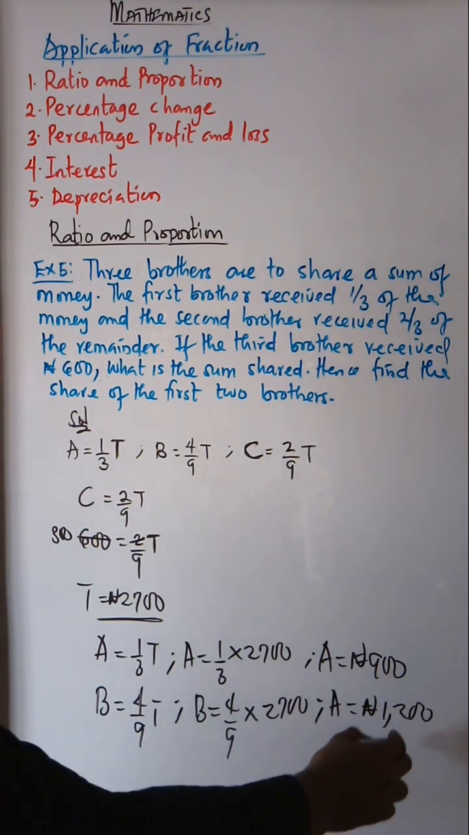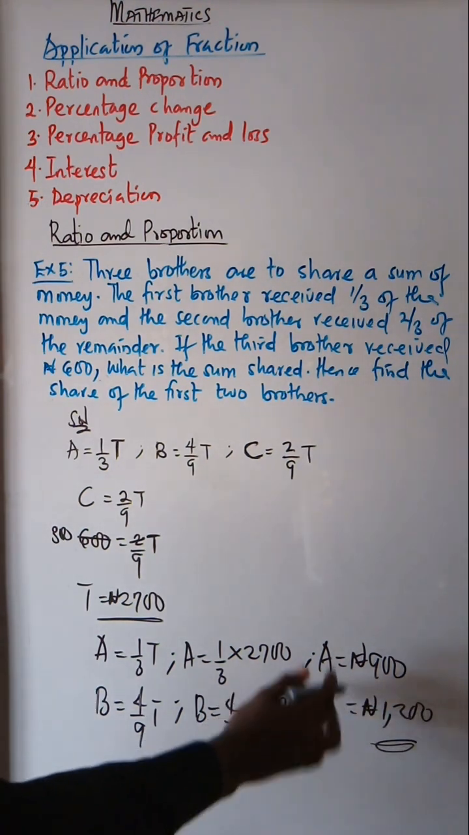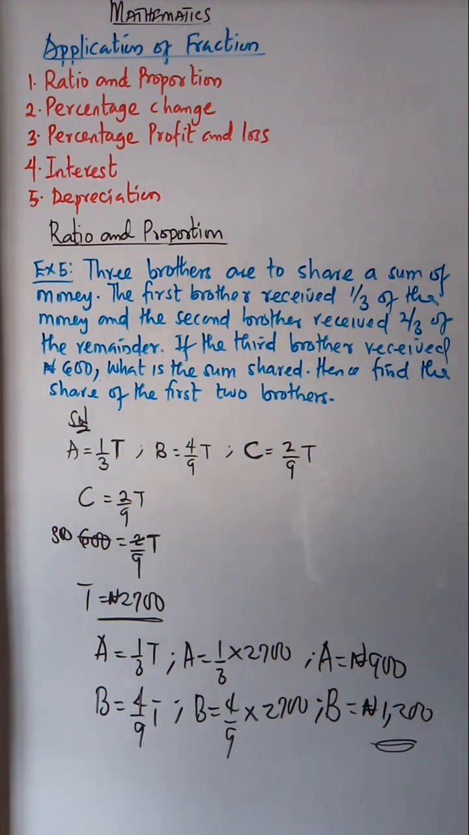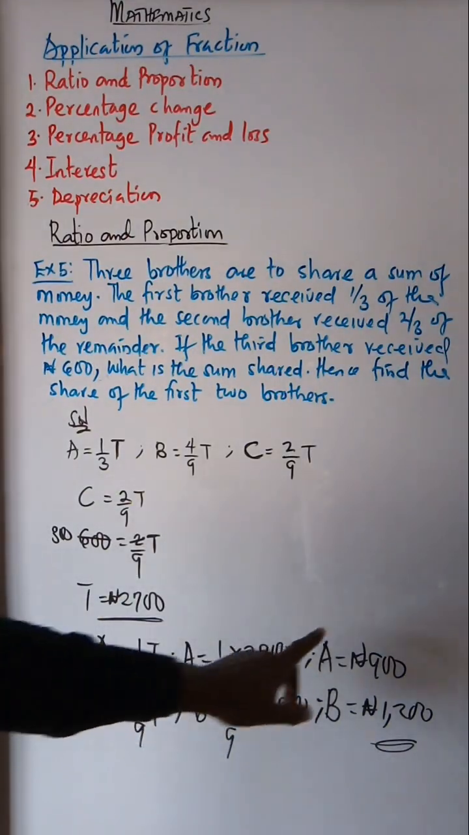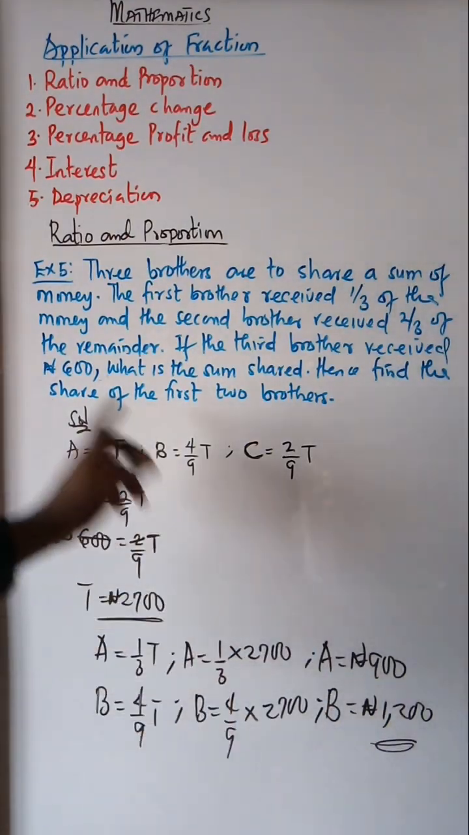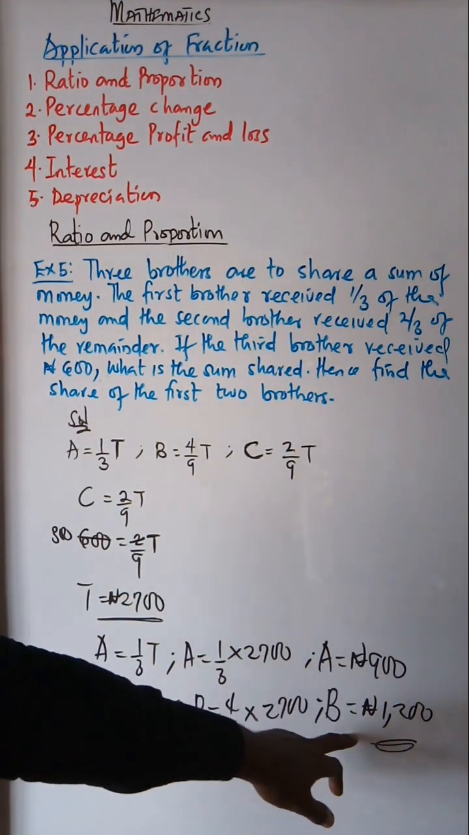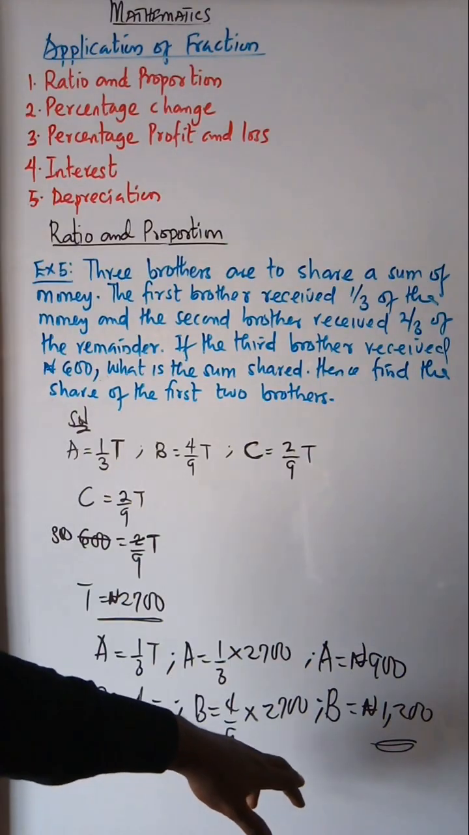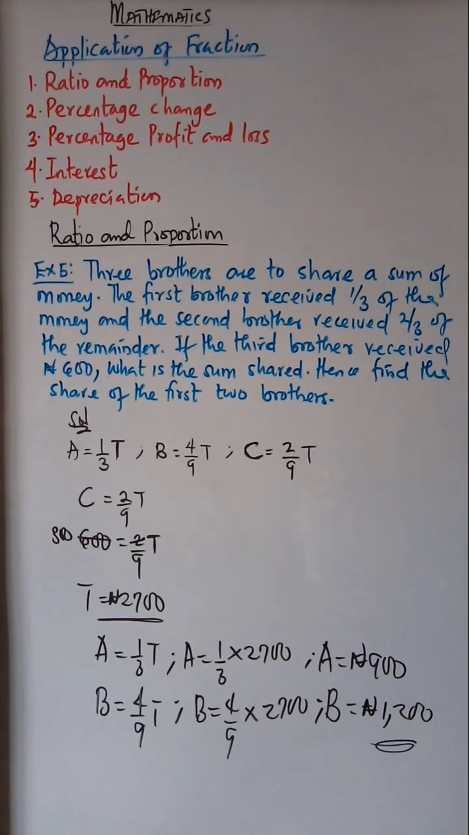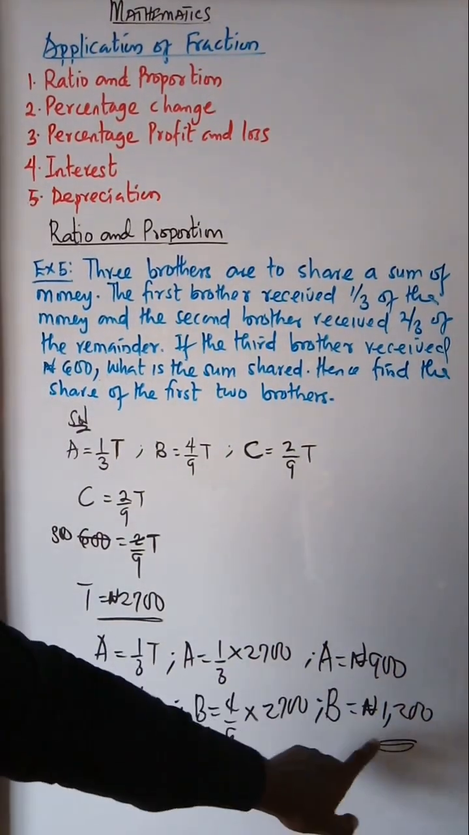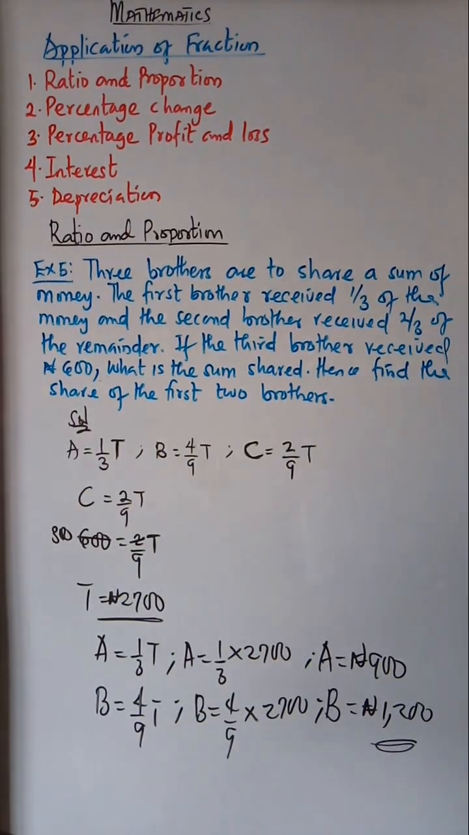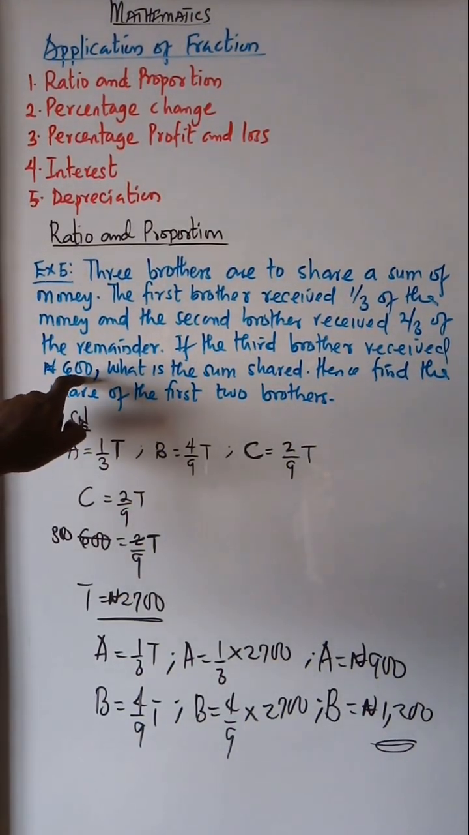1,200 naira. Sorry, this is B. So these two are not shared. The first brother will take 900, second 1,200, and the third brother is taking 600. So if you add 900 plus 1,200, that's... sorry, that's 2,100. 900 plus 1,200 gives us 2,100. Plus 600 from the first brother, that's 2,700, which is the total shared.